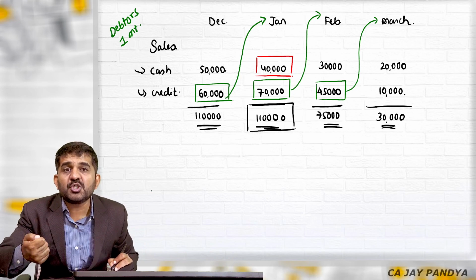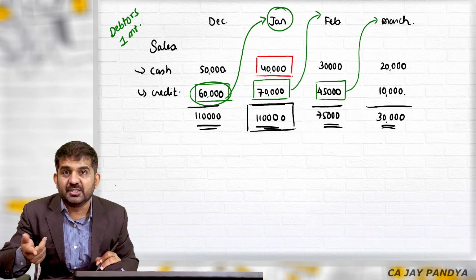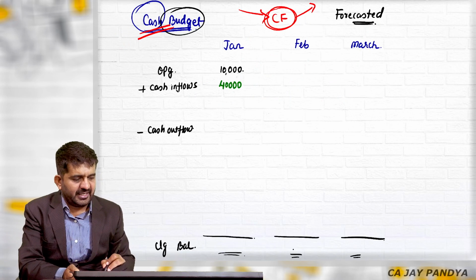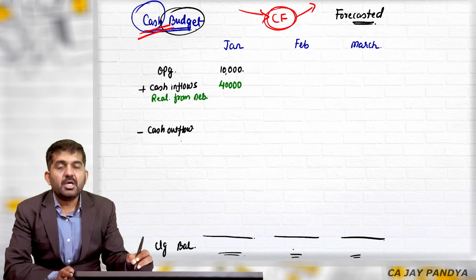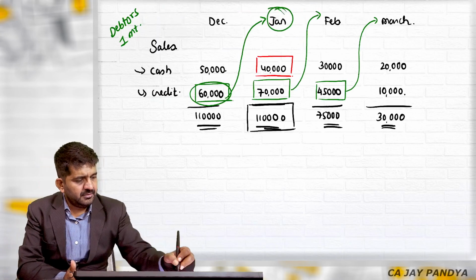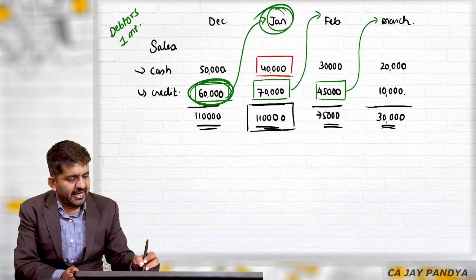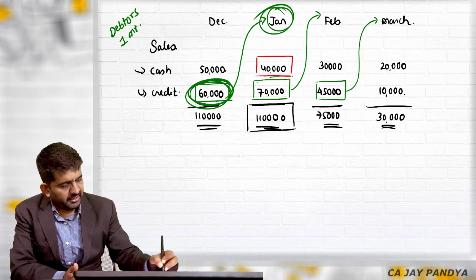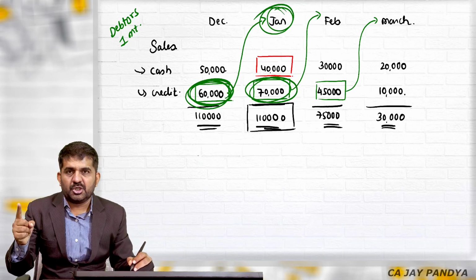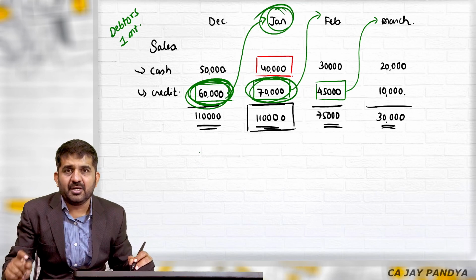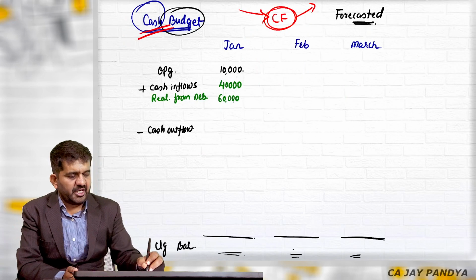So as far as cash flow is concerned, in January, I will be realizing 60,000 rupees from debtors. They are not credit sales. See what I should write down: realization from debtors. How much will be realized in the month of Jan? 60,000 rupees. So I am writing credit sales of December. I have sold 60,000 worth of goods on credit in December, which will be recovered in January during the month. And so I am writing down cash inflow in January.